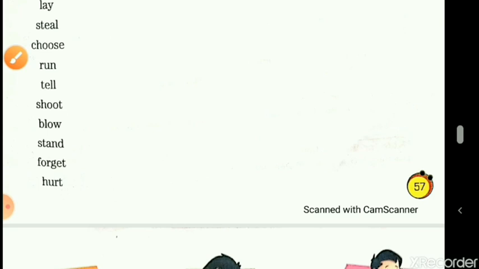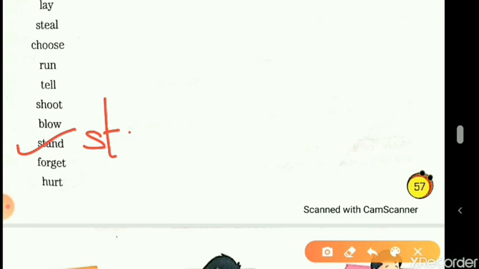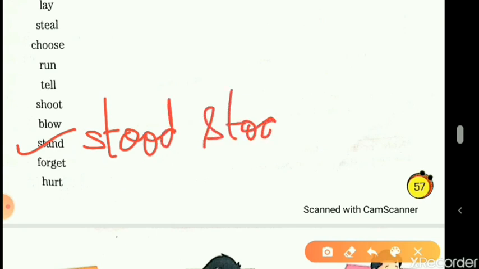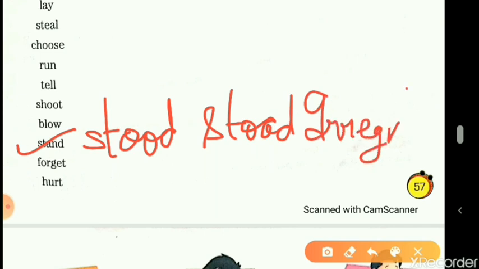Then the next example is stand. The past is stood and the past participle form is again stood. Again, they are irregular verbs because we haven't added ed to it.